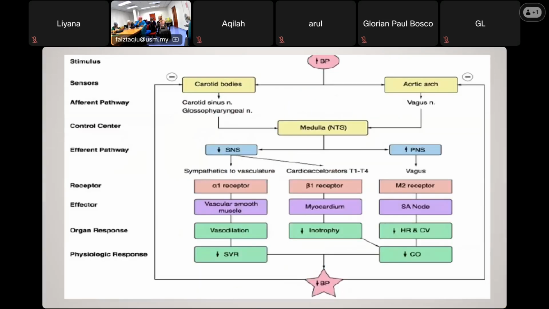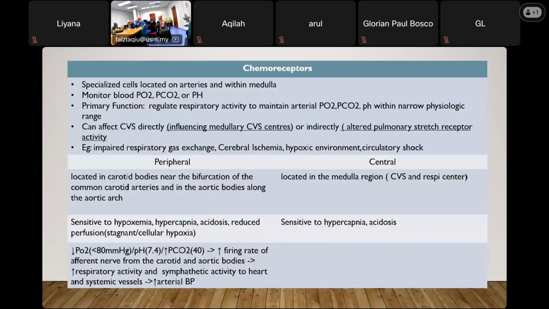So then what happens? Again, the sensor. That is the trigger; the sensor will sense it. What are the sensors? Peripheral chemoreceptors. Where are they located? The template is the same. Somewhere near the baroreceptors: carotid body and aortic body. When you use the word body, then it's bodies.